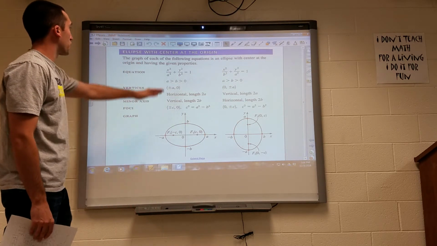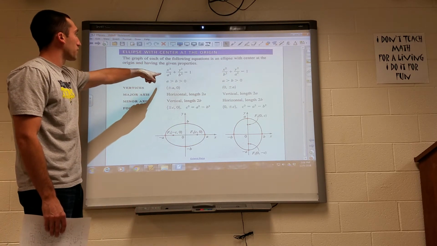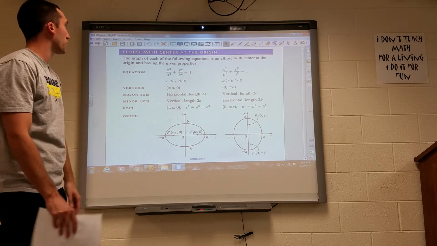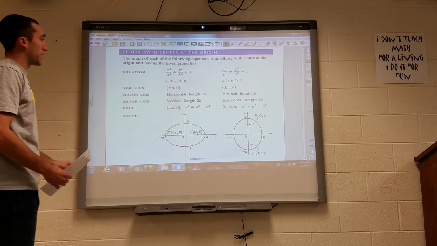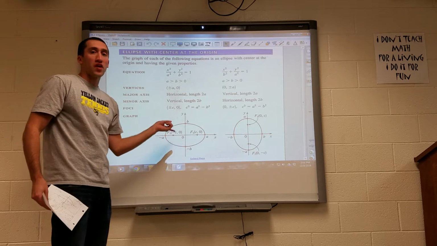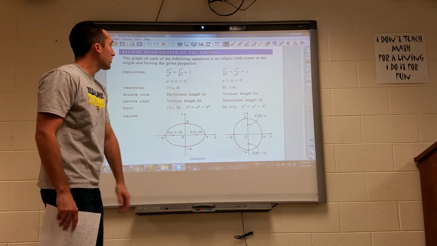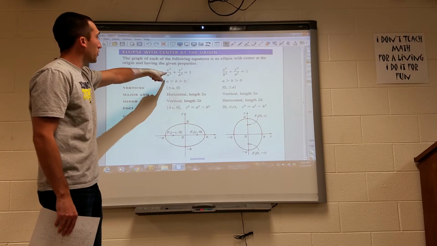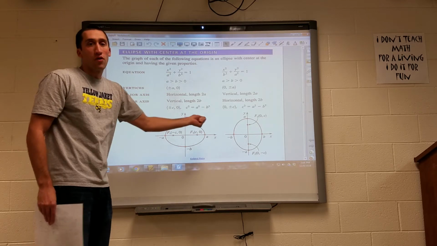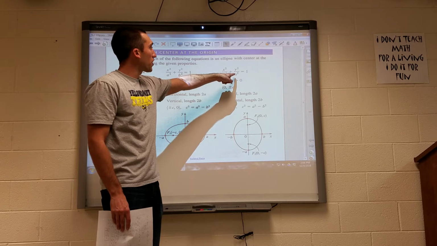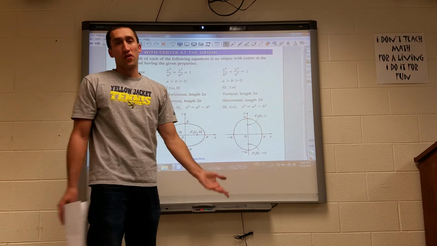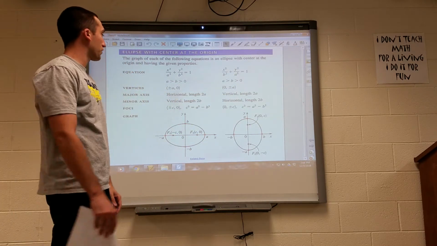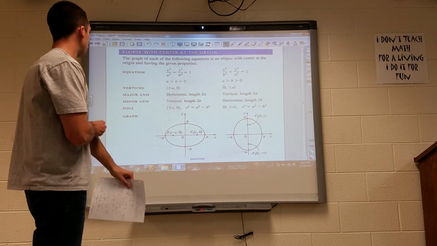So you're going to see our general form is x squared over a squared plus y squared over b squared equal to 1. And how you know if it's a horizontal versus a vertical is if the larger number, the larger denominator, is under our x, then it's horizontal. If our larger number is under our y, then it's vertical. So that's how you know the difference between a vertical and a horizontal ellipse.